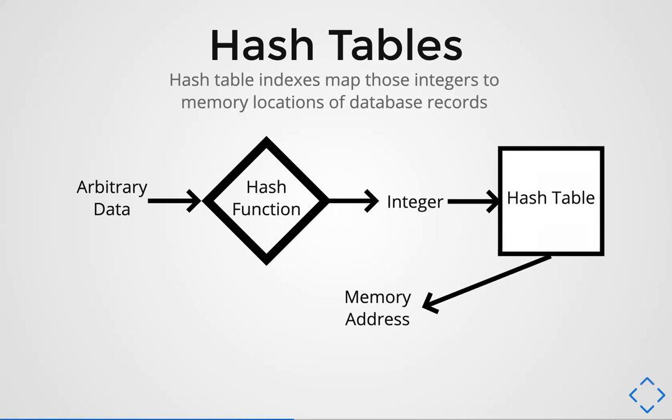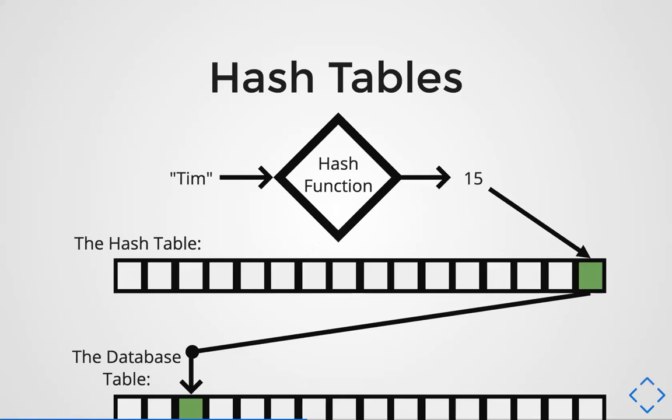When we add to a hash table, we take that key value, that arbitrary data, we throw it through the hash function, we take that integer and use it as an index into the secondary data structure, the hash table. And within that hash table, we store at that location the memory address for the underlying data structure, the database table. So that looks like this.